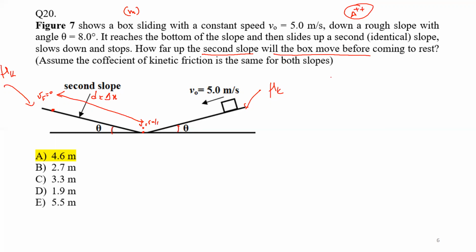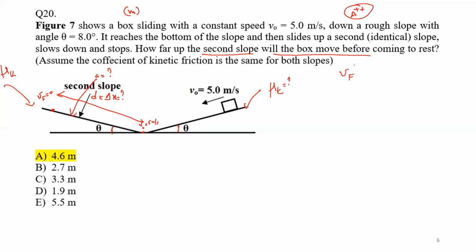So first, let me find mu k. Once I get mu k, life will be easy for me. And then here, this is a distance that I want. Of course, if I get the acceleration here, because the acceleration will be constant, I can get the distance.